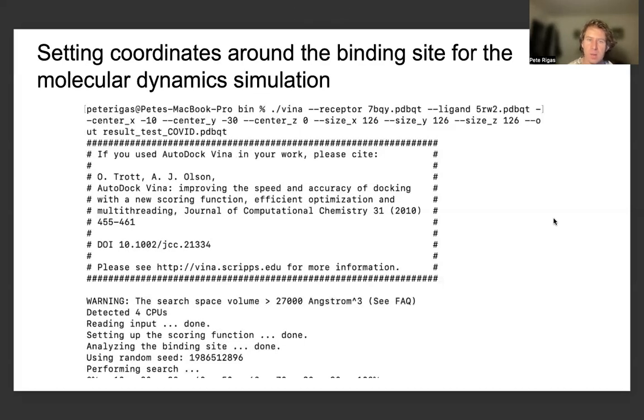So we can set up the molecular docking simulations and the coordinates. We have to directly run in the terminal, or some type of Linux environment, the search procedure that we want to do, so that we can specify the receptor and the ligand, the center in X, Y, and Z dimensions of the molecular docking simulation, as well as the number of points, or the size, of each one of the dimensions in X, Y, and Z. In this case, we looked at the receptor 7BQY, and the ligand was 5RW2.